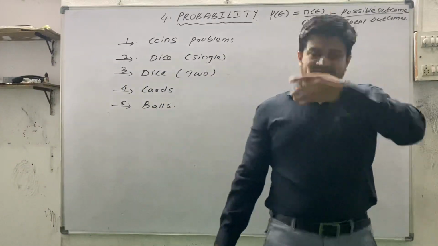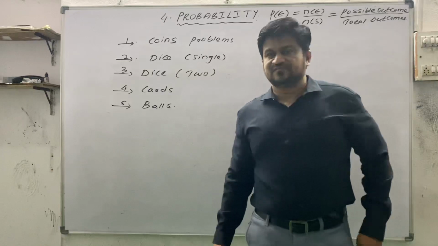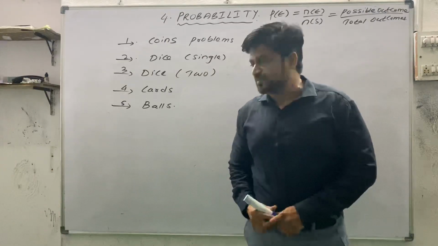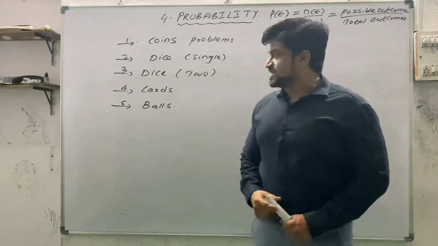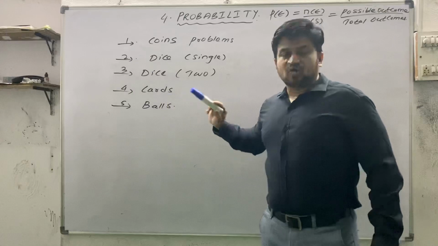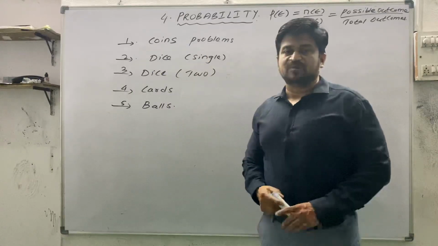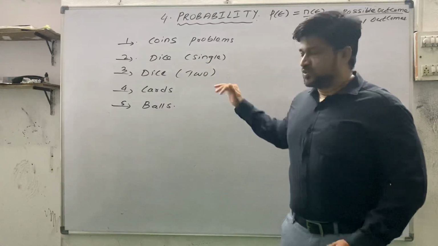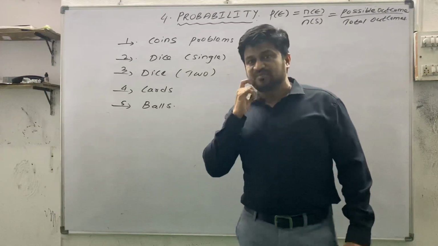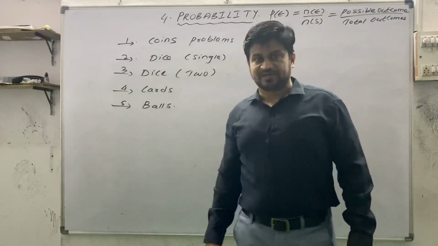Apart from this, many other problems are there. We'll discuss that one. Problems based on formulas are also there, that we'll discuss anyhow. Coins, dice, cards and balls: these are the types of problems which you will find in the unit. How to deal with those problems? So what are the things you need to remember in order to solve these probability problems?